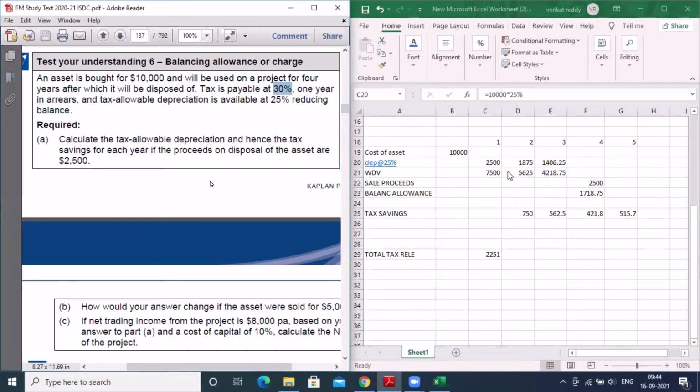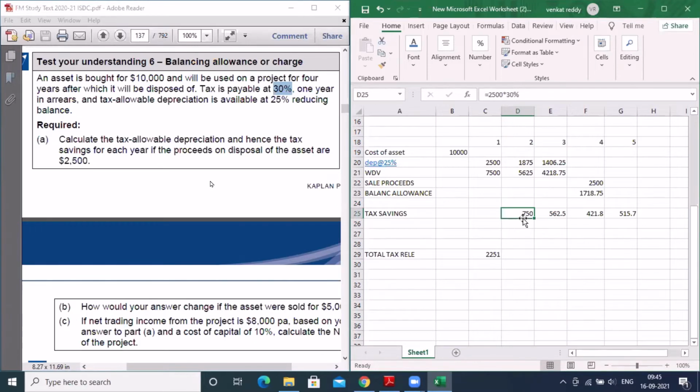So in the second year, why am I considering it in the second year? Because taxes are paid in arrears. So the depreciation claimed in the first year is 2500, and tax is payable at the rate of 30%. So it comes to 750. It means that the company saved a tax of 750. It means there is a tax relief of 750.